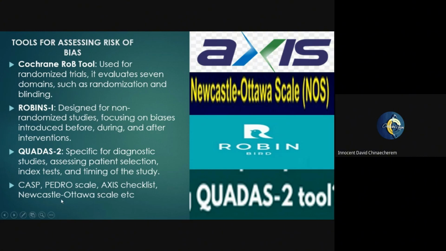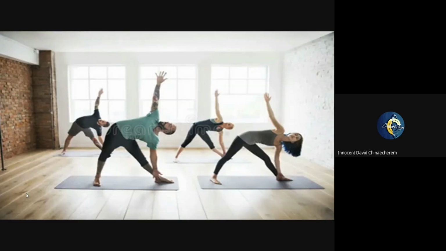So now the Newcastle-Ottawa scale is used mostly for what? Cohort studies, right? So let's say you've included cohort studies largely. What will be the most suitable checklist for you to use? It will be the Newcastle-Ottawa scale. There are lots of them actually that are not listed. We have the Eastbourne checklist. We have the MOOSE. Lots of them, right? So just get that into your head.